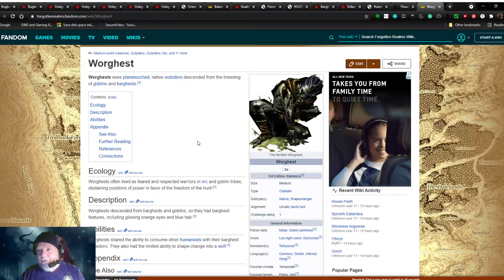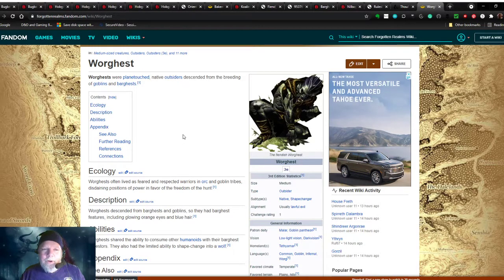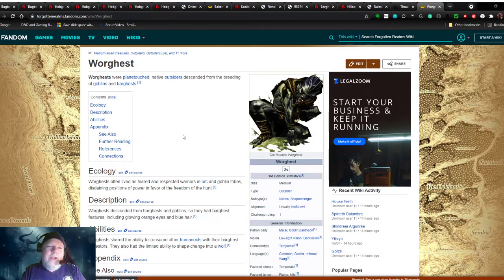the last one we're going to look at, super weird. This is the Worghest. It is a plain-touched native outsider descending from the breeding of goblins and Barghests. Okay, you remember those Barghests that we talked about that devour Goblinoid souls? Well, what if one of them actually bred with an actual goblin? If that happened, then you'd get a Worghest.